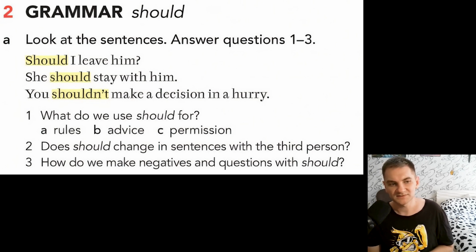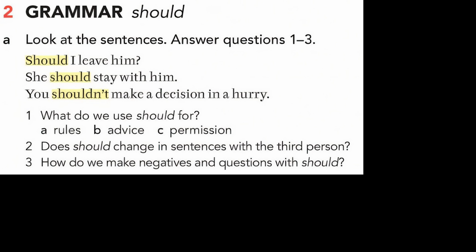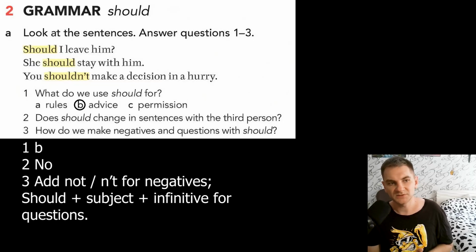Number 2. Does should change in sentences with the third person, like he, she, it? And question number 3. How do we make negatives in questions with should? Just think a little, then try to explain those to yourself. After that, you can check your ideas. Let's see the answer. What do we use should for?